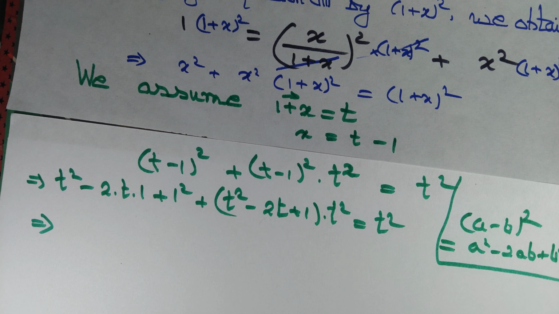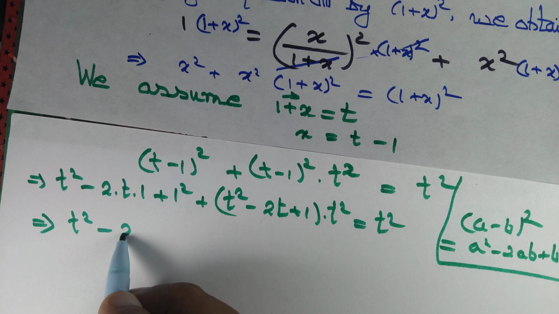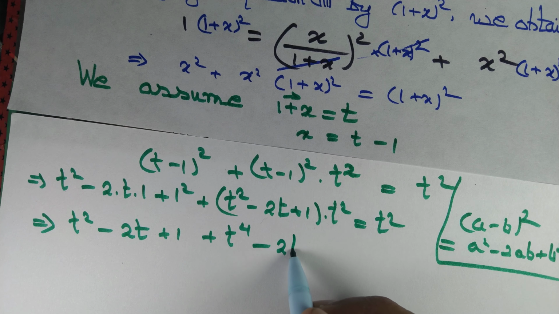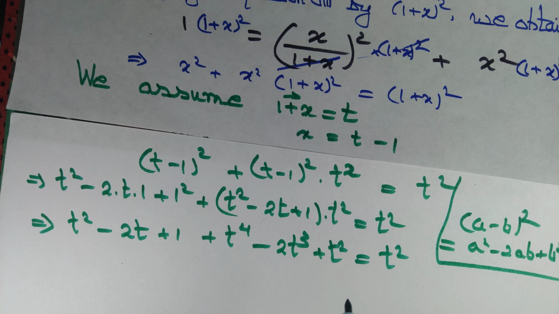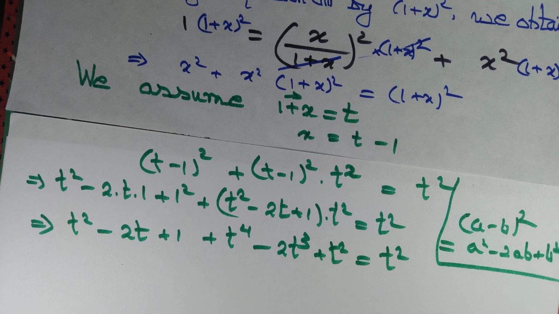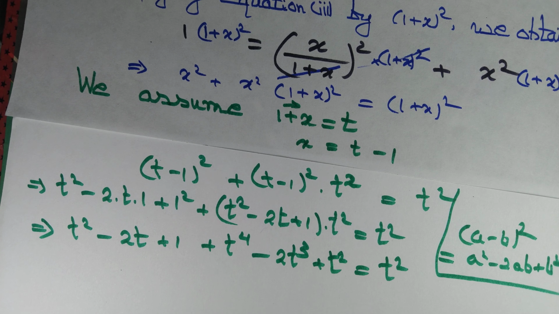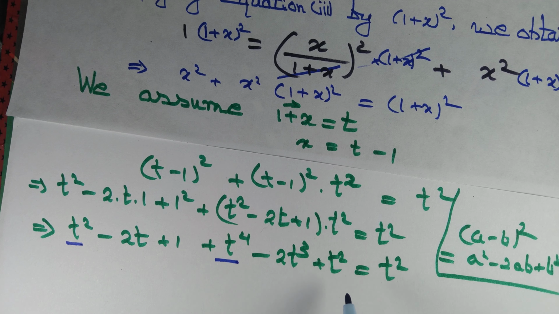Now let's do some simplification. So we obtain t square minus 2t plus 1 plus t to the power 4 minus 2t cube plus t square equal to t square. Somehow we want to factorize the left hand side as well as the right hand side, or maybe we want to solve somehow. Observe that t to the power 4 plus t square plus 1.